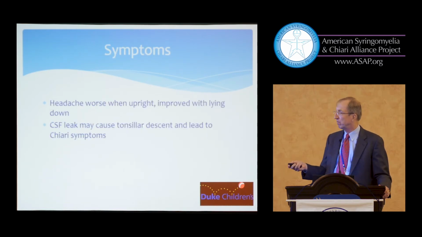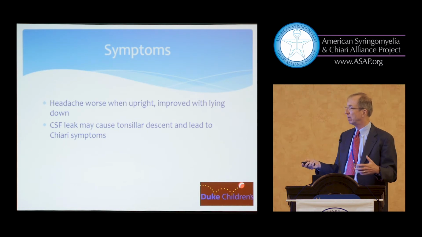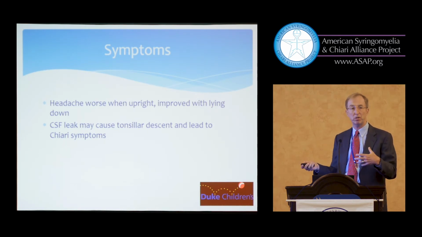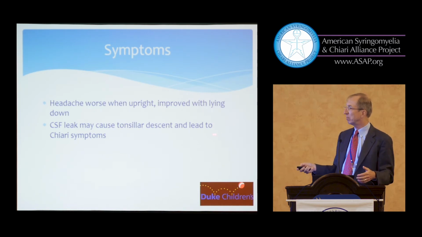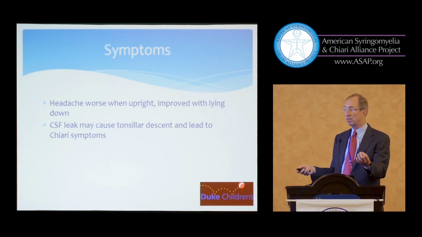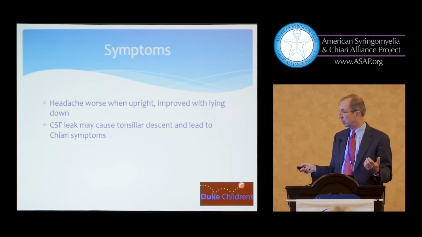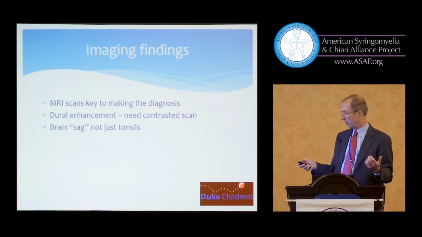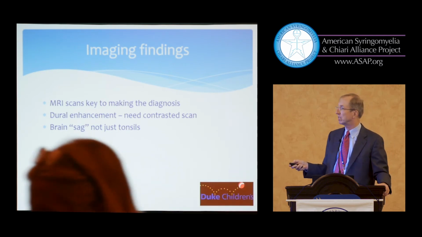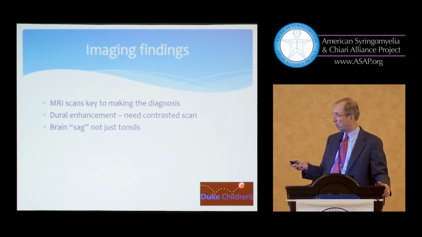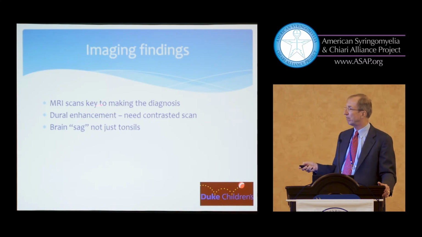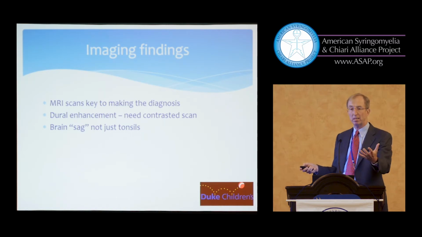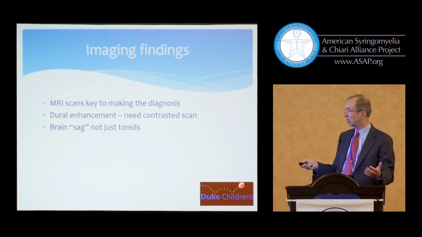So symptoms of these are headaches worse when upright, improve with lying down, versus some of the high pressure symptoms which were worse, the opposite. CSF leak down below may cause the tonsils to descend and lead to Chiari symptoms. The MRI scan really helps in some of this diagnosis. The history is useful, but also the MRI scan. Classically, we'll see dural enhancement, so you need IV contrast for that, and brain sag, so that the whole brain seems to have kind of settled a little bit, not just the tonsils.